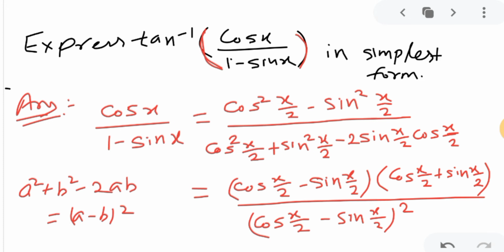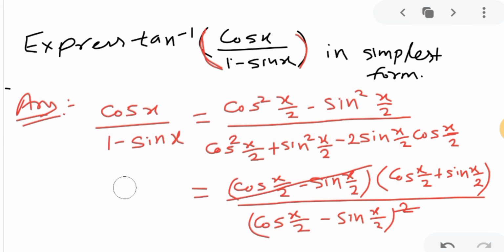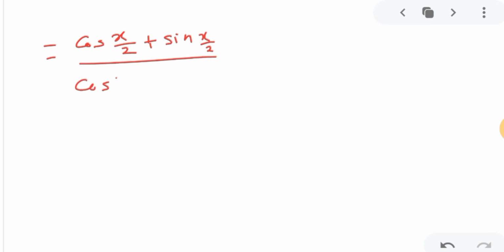Now the factor cos x upon 2 minus sin x upon 2 will cancel, 1 will cancel and 1 will remain. So now it will become cos x upon 2 plus sin x upon 2 divided by cos x upon 2 minus sin x upon 2. This will become like this.